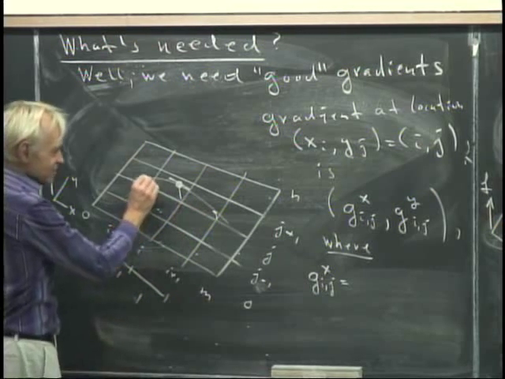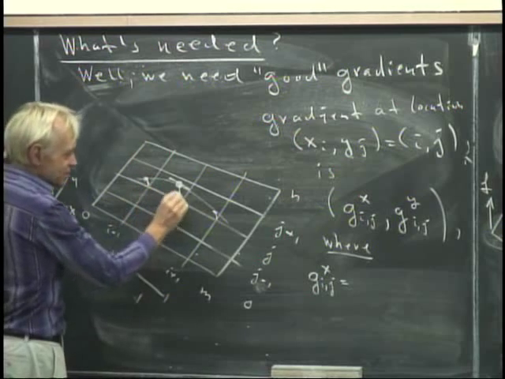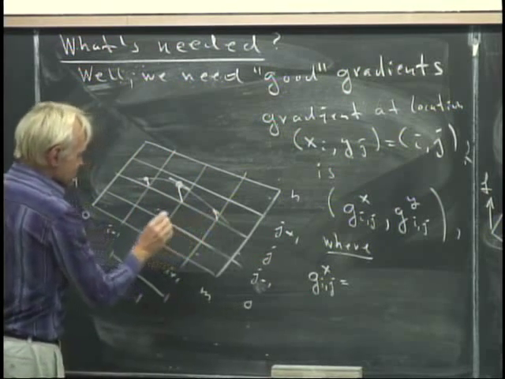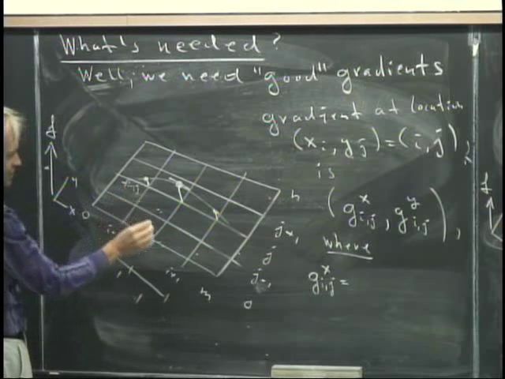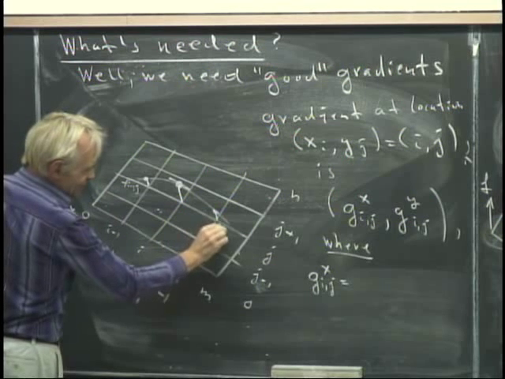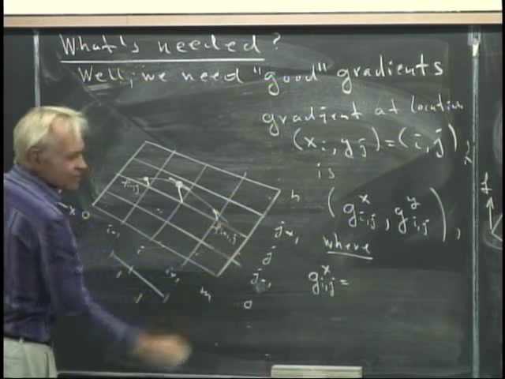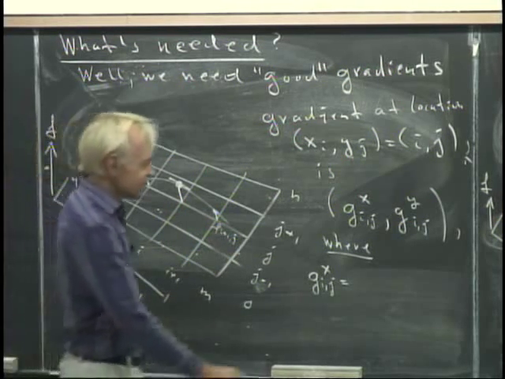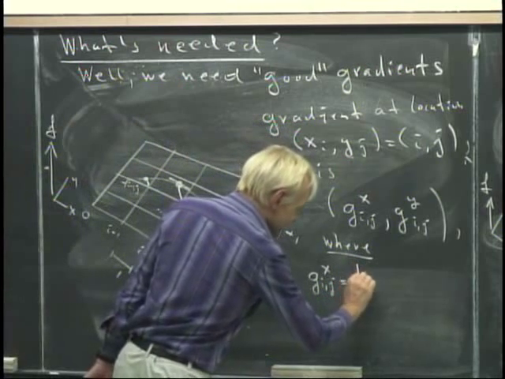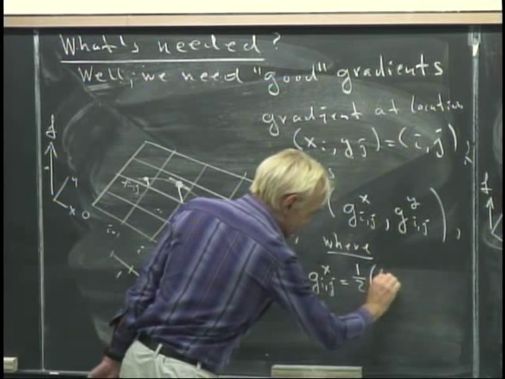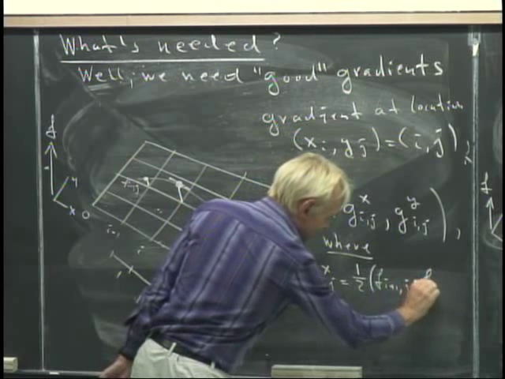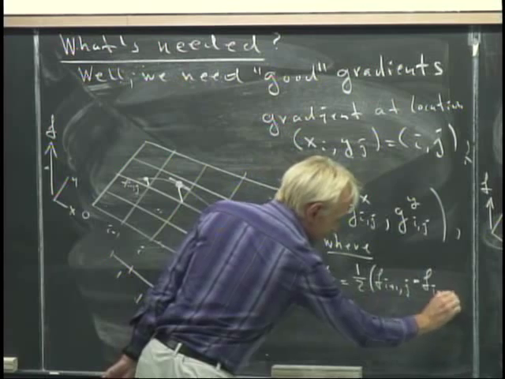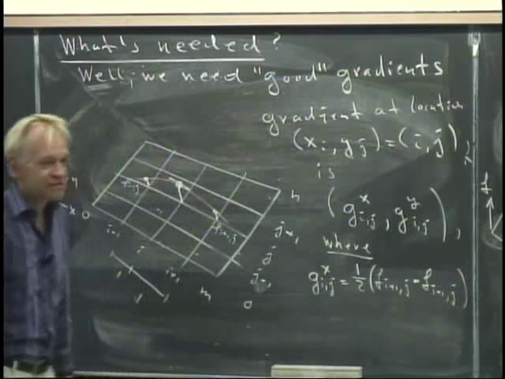Okay, so then I have to give names to these sticks. So this here would be f_{i-1,j}. This would be f_{i+1,j}, right? So, the difference of these, divided by 2, it's 1/2 of f_{i+1,j} minus f_{i-1,j}. That's the first component of that gradient.